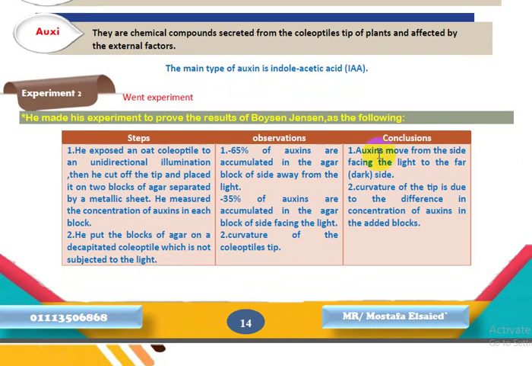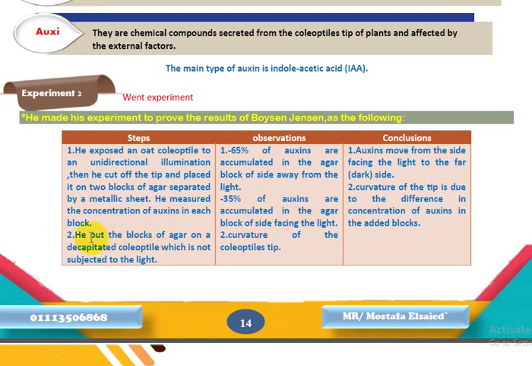Went's experiment. He made his experiment to prove the result of Boysen-Jensen. As a step, he exposed a coleoptile to unidirectional illumination from one side. Then he cut off the tip and placed it on two blocks of agar separated by a metallic sheet like mica. He measured the concentration of auxin in each block, and the observation is 65% of auxin accumulated in the agar block on the side away from the light, and 35% of auxin accumulated in the agar block on the side facing the light.